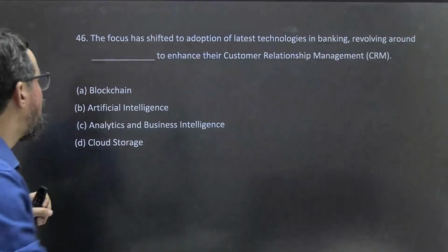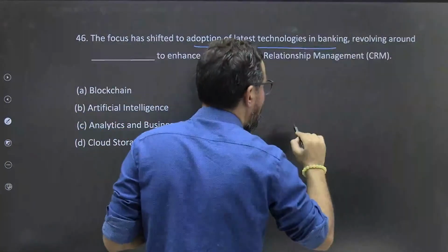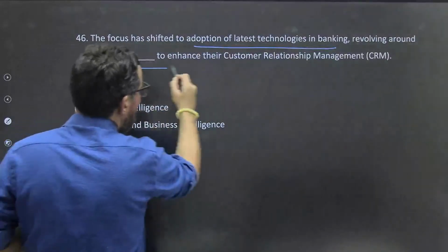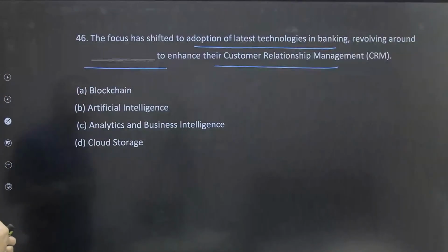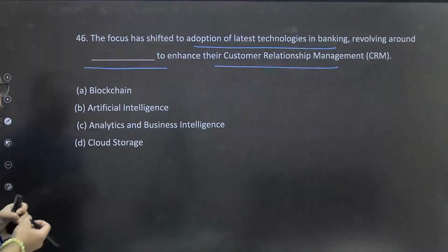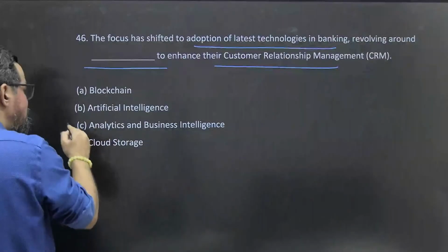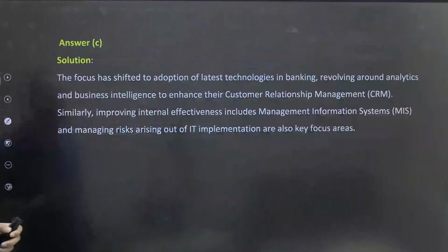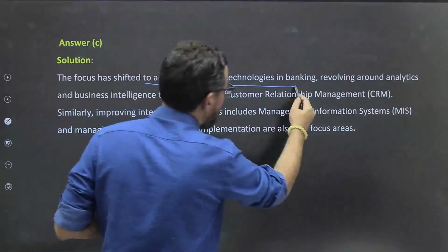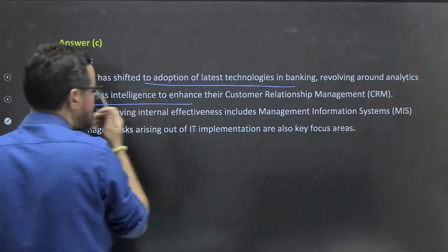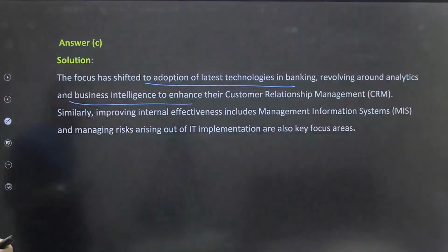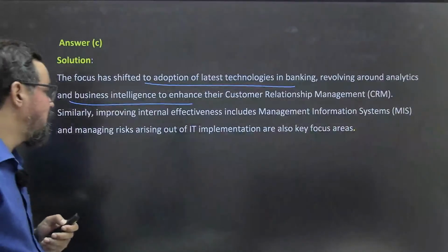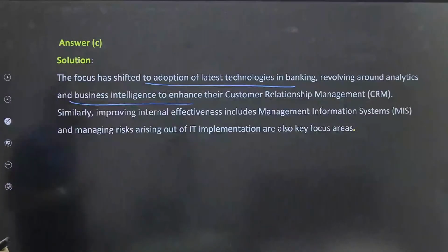Which of the following focus shifts to adoption of the latest technologies in banking revolves around, to enhance customer relationship management? Okay? So what will be your correct answer for this one? Question 46, guys. What will be your correct answer? Artificial intelligence is also there, but the outcome of this particular one is analytics and business intelligence. I'll go with option C. Yes. So the focus shift to adoption of the latest technologies in banking revolves around analytics and business intelligence to enhance customer relationship management, improving internal effectiveness, including management information systems, and managing risk arising out of multiple implementations, which are also key factors.